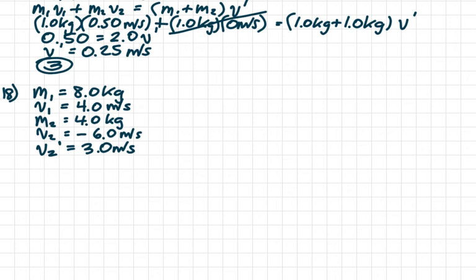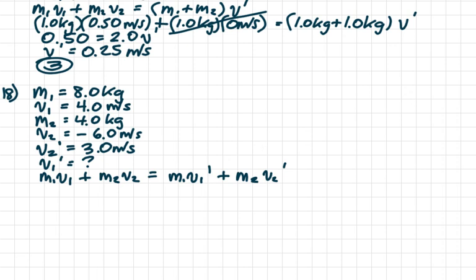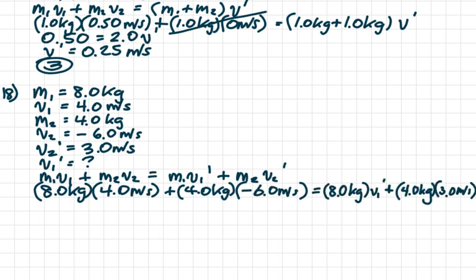Let's solve. m1v1 plus m2v2 equals m1v1 prime plus m2v2 prime. The momentum of one plus the momentum of the other before the collision equals the momentum of one plus the momentum of the other after the collision. Let's put the numbers in. Make sure you pay attention to the negatives. There's a lot going on here, so I'm just going to rewrite it without the units.